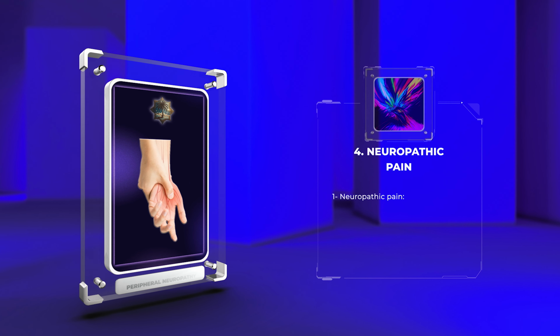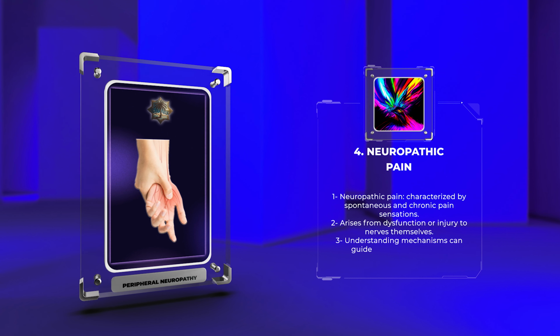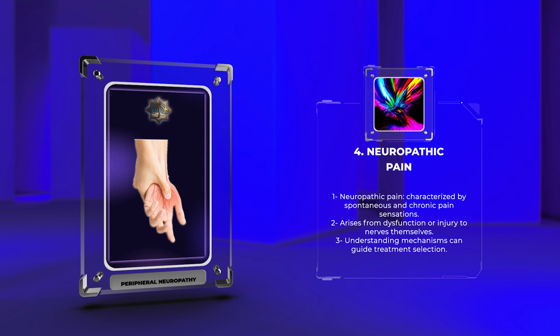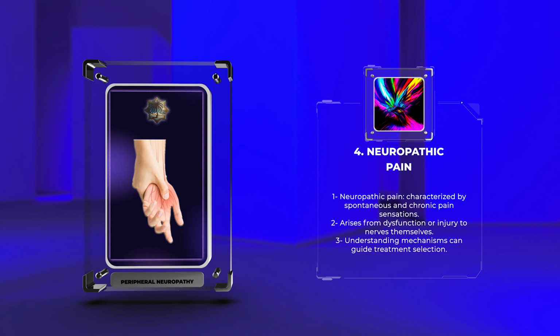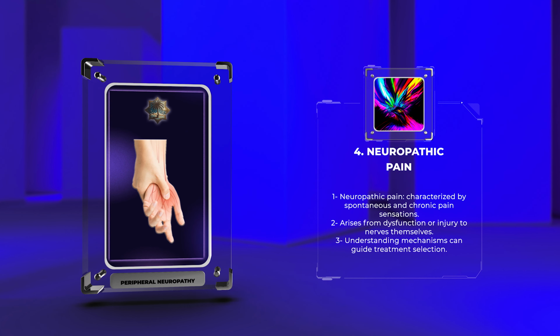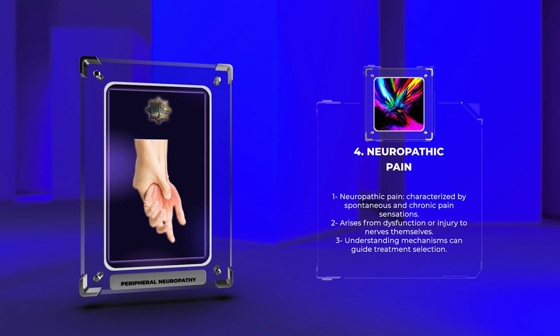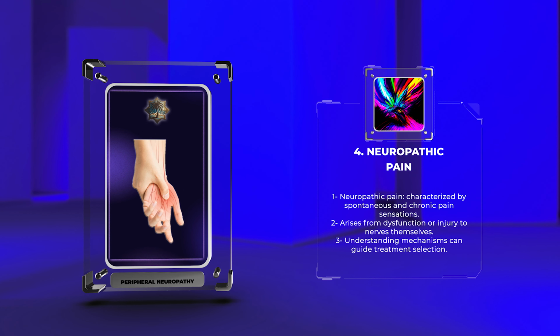One of the most debilitating consequences of peripheral neuropathy is neuropathic pain, which is characterized by spontaneous and chronic pain sensations. This type of pain arises from the dysfunction or injury to the nerves themselves, rather than from external stimuli. Understanding the mechanisms involved in neuropathic pain can help guide the selection of appropriate treatment modalities.